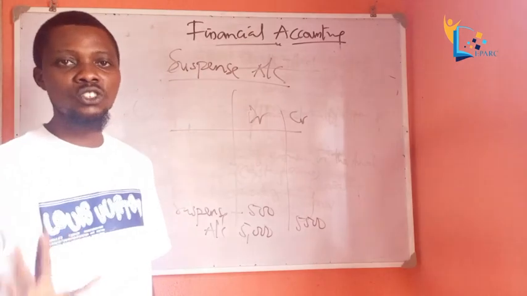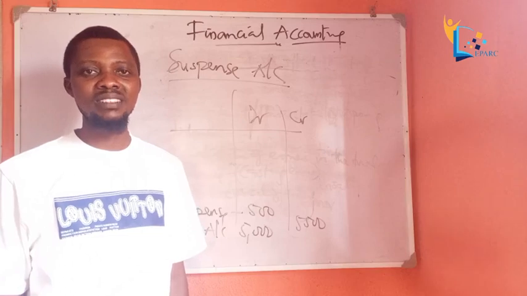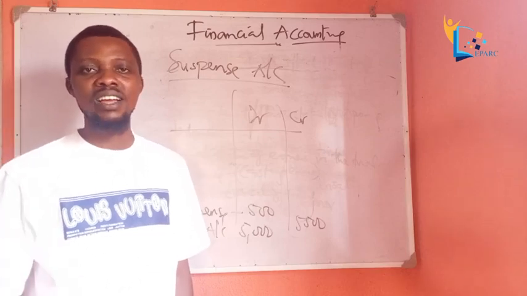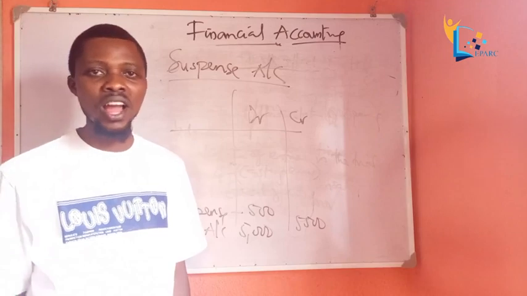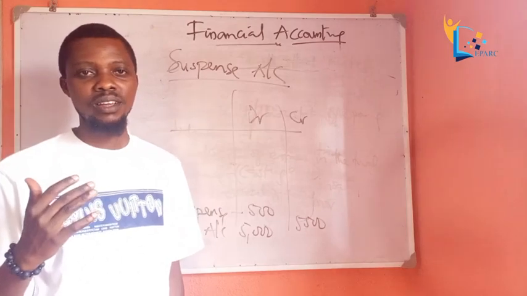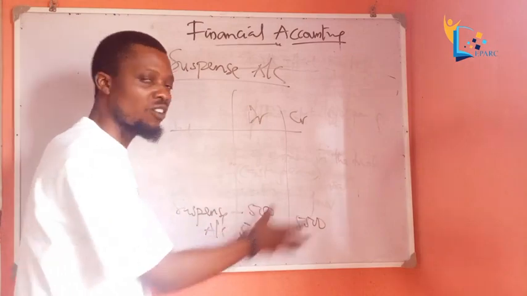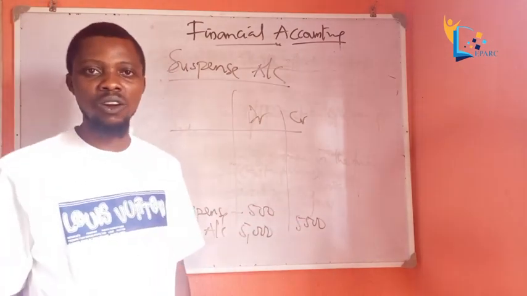Now, there's something important you need to know. The suspense account is a temporary account. It's not a permanent account. It's not supposed to linger. It's not supposed to be in the books for too long. It's an error, a mistake that needs to be rectified. So it's not supposed to be in the books for that long.